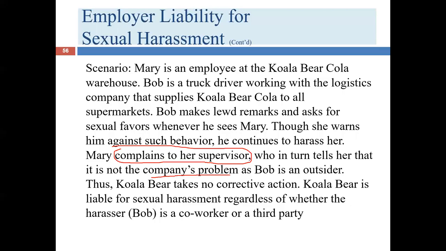What we don't want to do is move Mary to a different part of the facility. A better approach would be to move Bob. Maybe Bob typically works at a certain loading dock that has been assigned to Mary. Maybe Mary works with loading dock 3. Well, Bob may be moved to loading dock 7 during the course of the investigation so that we can decide what's going on. It's a best practice not to remove the harassed victim, or at least the alleged harassed victim, unless she or he wants to be moved.